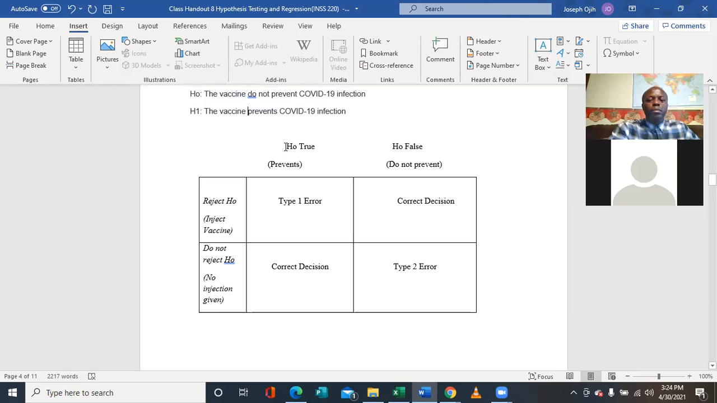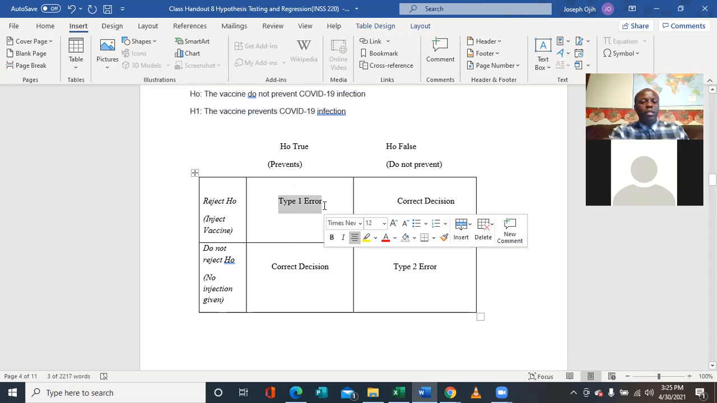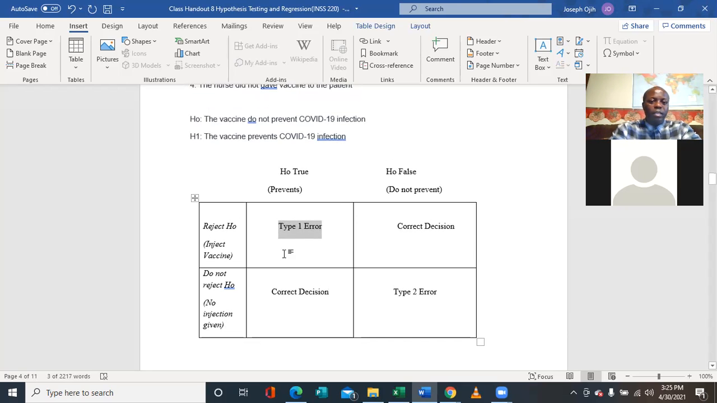Excuse me, let me write this. Okay, good. You see it. Now, if the vaccine prevents COVID-19 and you give the injection for it to prevent it, that means you have made a correct decision. Sorry, my mistake. This is because of the change I made here. I'll have to change this one. H0: do not prevent. Then here, H0 false will be the vaccine prevents COVID-19.